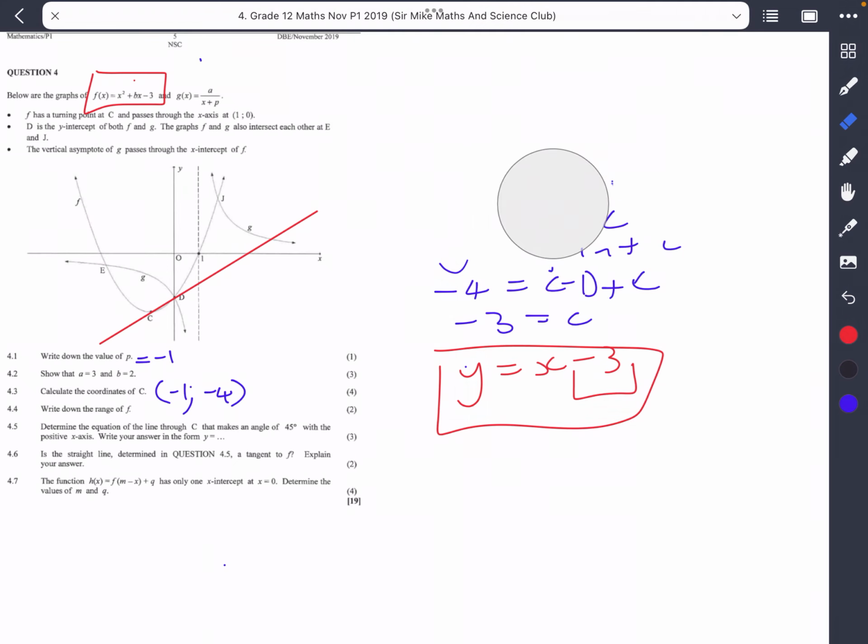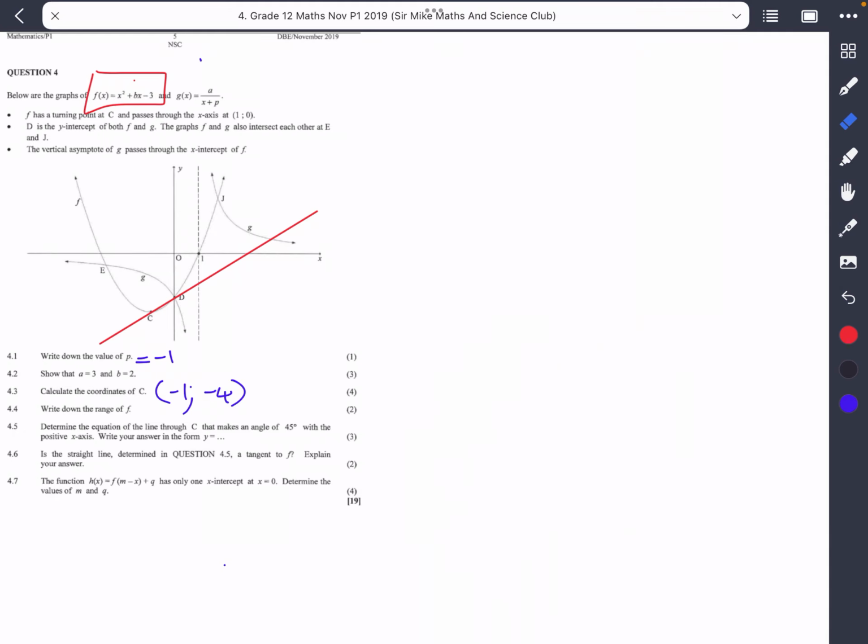So in this case, I'm just gonna try to... So they say that, of course, the function h of x, f of m minus x plus q, has only one x-intercept at x equals 0. So we know that the type of graph that we actually have passes through the origin, this point here. So we actually have more or less a graph that looks like that, but we know that it is passing through the origin. So in this case, we know that, of course, the coordinates for that would be (0; 0).